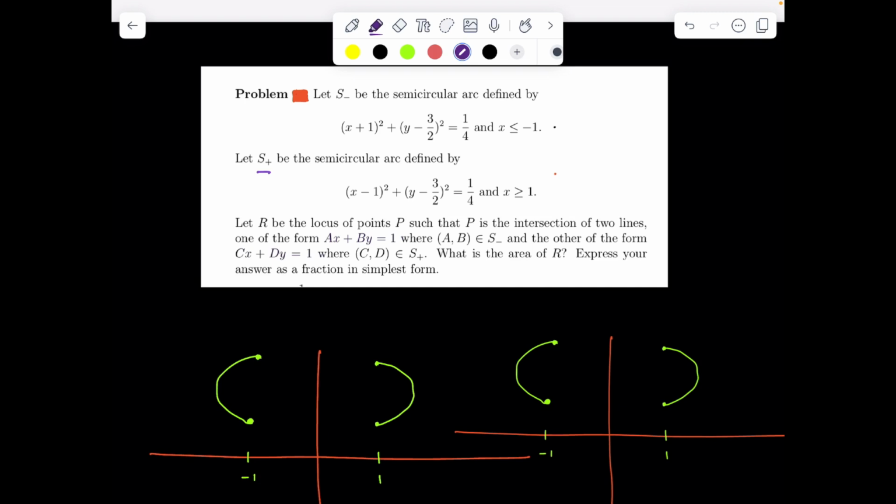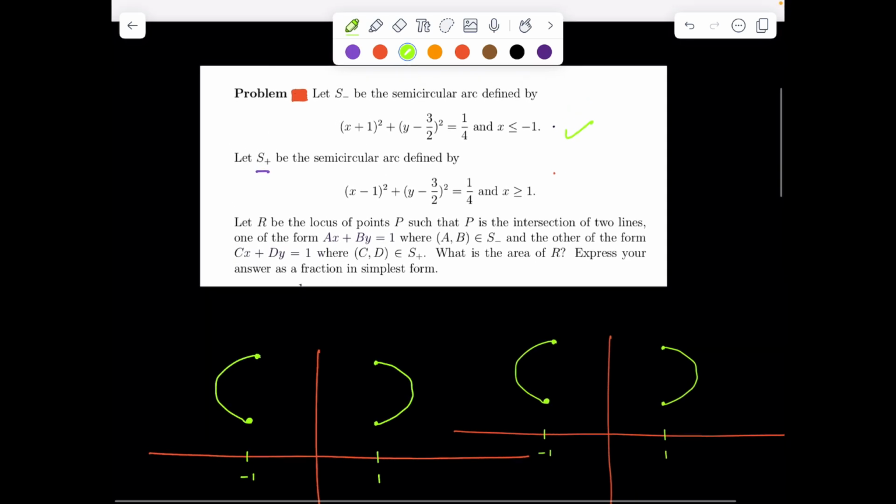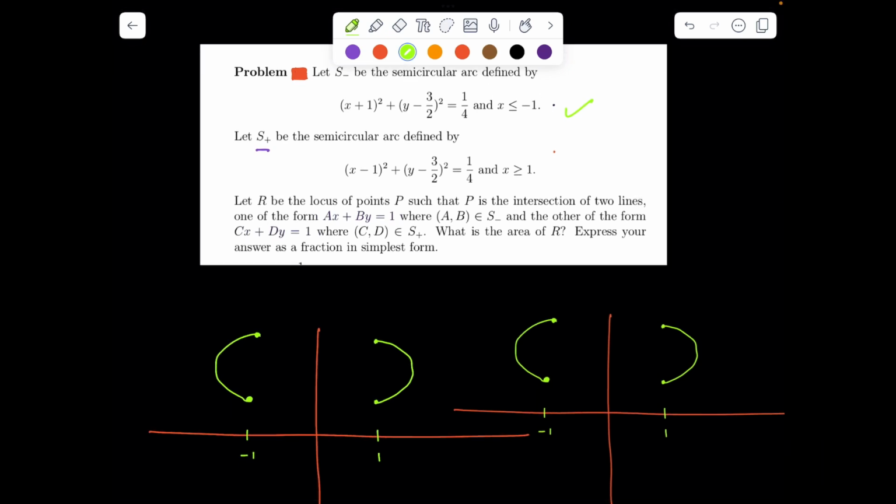So as such, we'll draw the semicircular arc which is defined by the first expression, and it's not very difficult over here because you can clearly see this is an arc having center (-1, 3/2) and we have radius as half. So the lowermost point is going to be (-1, 1) and the uppermost point is (-1, 2). So this part I am calling S minus.